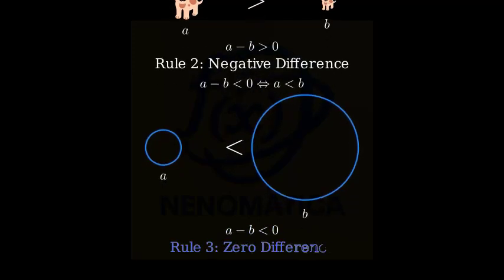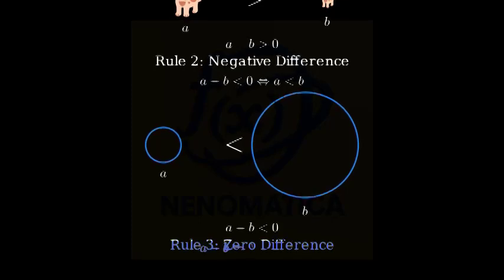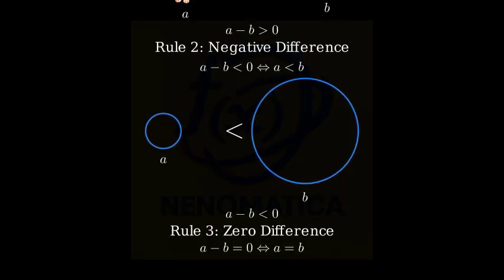Finally, let's cover our third rule. If the difference of two real numbers is 0, then the numbers are equal. Mathematically, if a minus b equals 0, then a equals b. So we can write a minus b equals 0 if, and only if, a equals b.